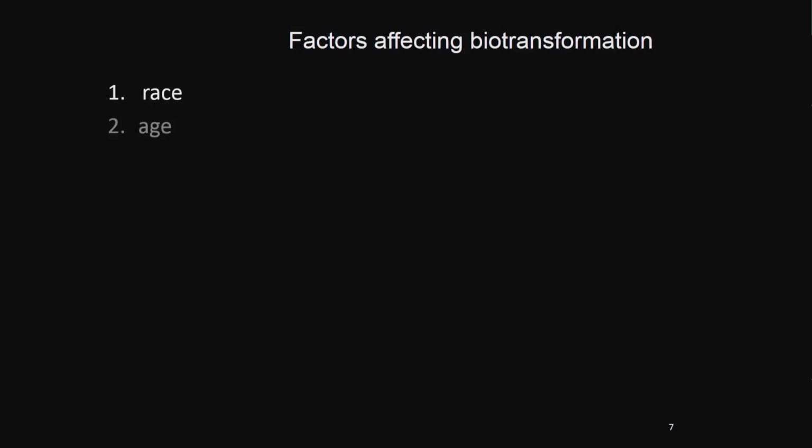Many factors affect this biotransformation: race, age, sex, the species. Monkeys may have different metabolism as against horses, or animals like rabbits, or humans.